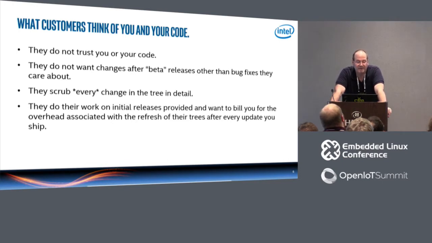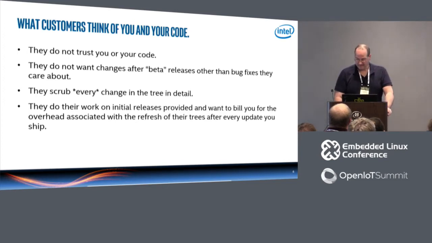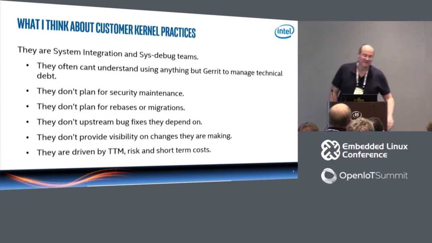As work progresses, you give them an initial release and they start working on it themselves, and you keep working on it. When you provide releases later and later in the program, they really get resentful of your updates. If they could bill you back for the overhead associated with refreshing their tree with your update, they would do that. It's not really a good relationship typically. To be fair, I have my own opinions about the customer's kernel practices.